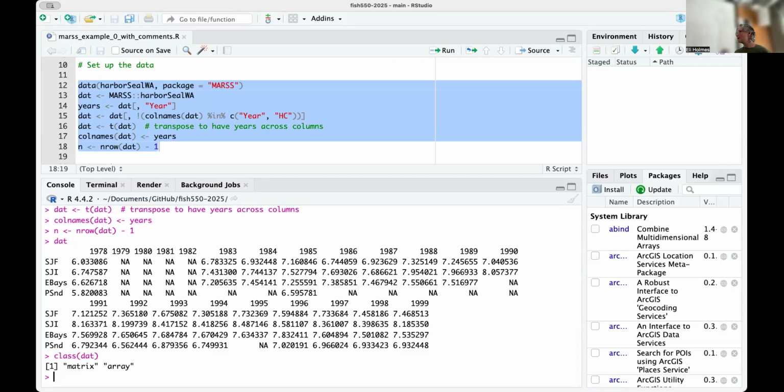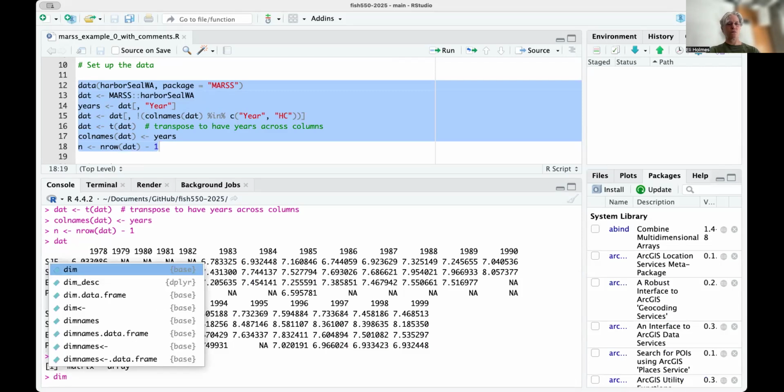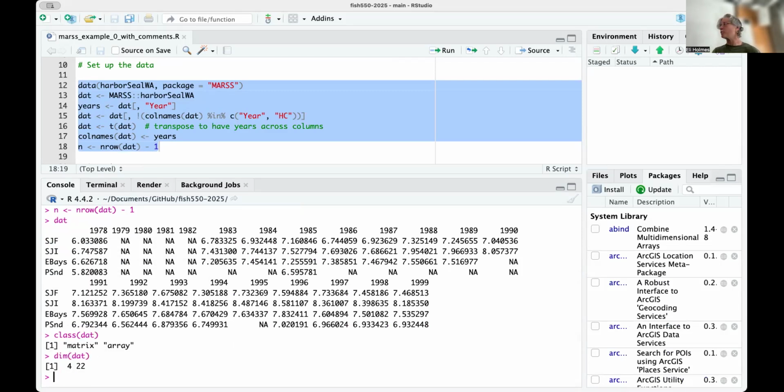It's a matrix, and it has, looks like 4 rows. I think it's 4. Yeah, 4. I was just making sure it wasn't cutting anything off there. So we have 4 places that we are surveying, and we have 22 years. You see that there are missing values in there. That's totally fine. These models can handle missing values. It's going to use the information from the other time series to help it fill in estimates for that.